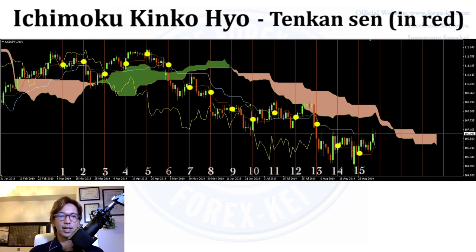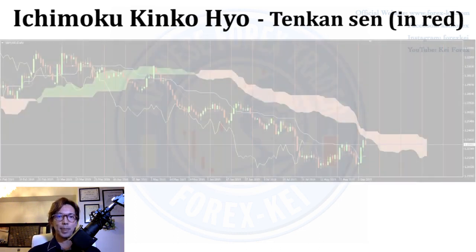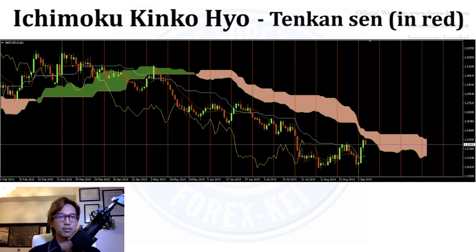Alright, let's look at another chart. Here is the daily chart of Euro Pound with the vertical lines. Look at the point where the price crosses Tenkan sen. It's number 1, 2, 3, 4, 5, 6, 8 like 2 days before, and 9, 10, 11, 12, and 14 and 15, right?